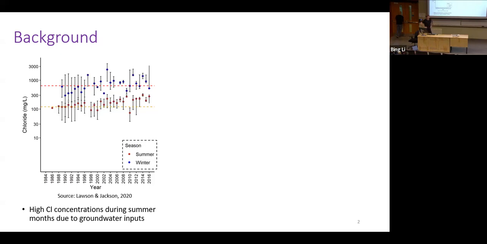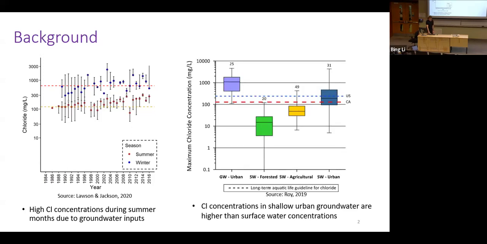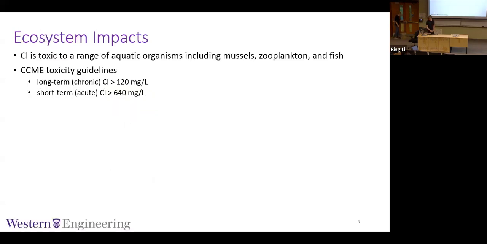The thought here was that since these summer chloride concentrations are increasing, this may be due to groundwater inputs because summer stream concentrations are often controlled by discharging groundwater. So now another study here looked at these shallow groundwater chloride concentrations around streams. That's shown in the figure on the left, which shows these groundwater chloride concentrations are often higher than surface water concentrations in the summer months at least. So what does this mean?